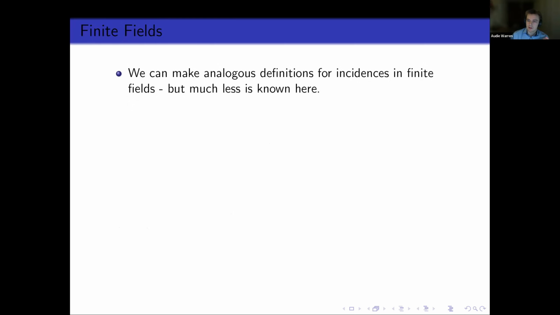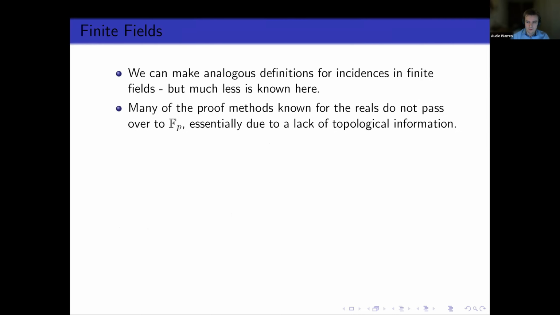So it's rather obvious that the definition of incidences swaps over very easily to finite fields. We can just define it in exactly the same way. However, a lot less is known. Lots of the methods of the proofs for the real numbers don't swap over to finite fields, for various reasons. You could say this is due to, well, we can't use topological information, we can't use the order properties. All these basic things that we'd like to do, we can't do in finite fields.